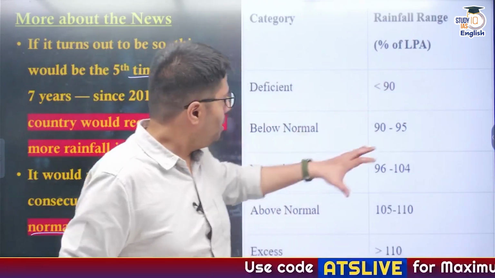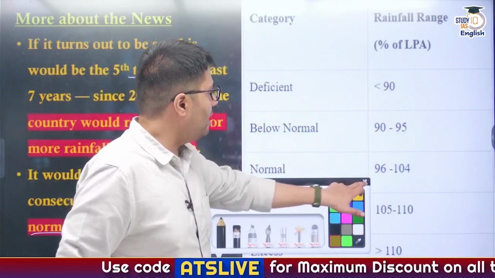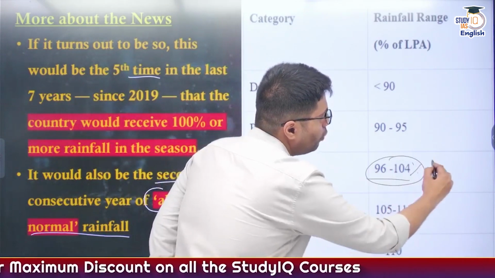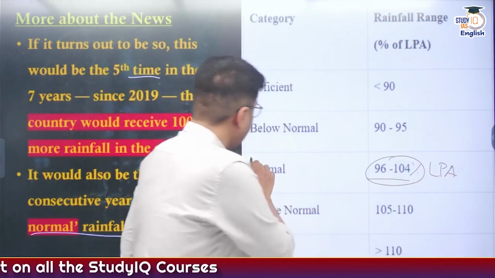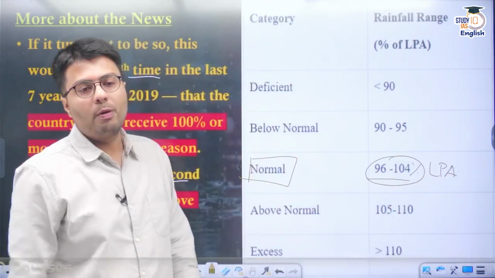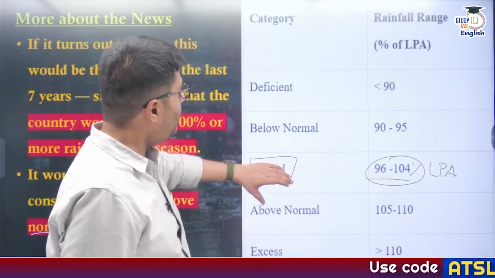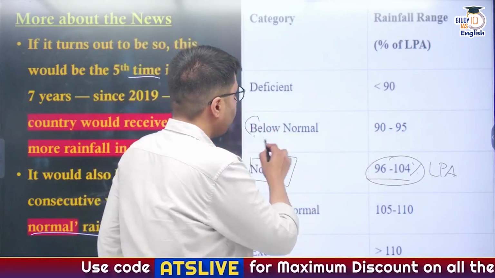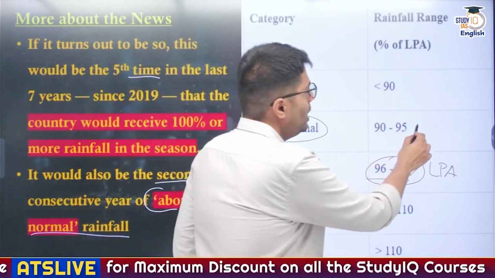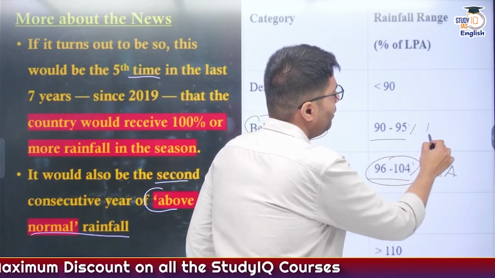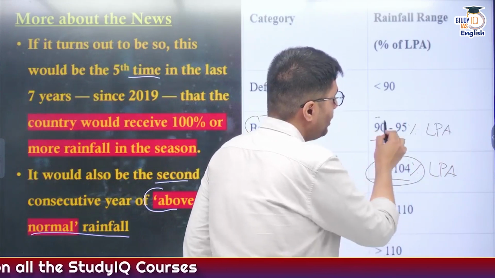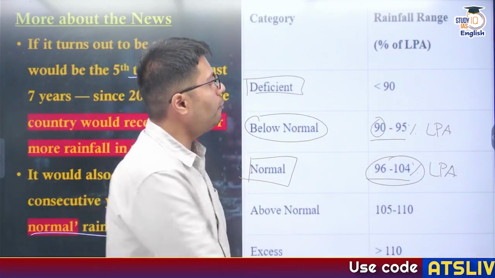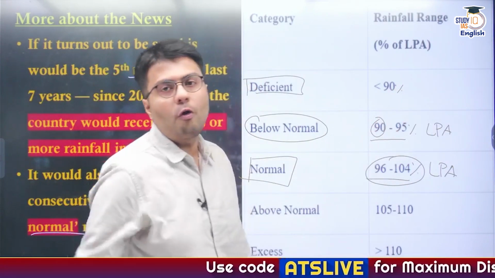So if you look at this table, the normal figure here means that if the rainfall is between 96 to 104% of long period average, then that rainfall is categorized as normal rainfall by IMD. Similarly, if the rainfall is below 96%, then it is called below normal rainfall, which means rainfall is in the figures between 90 to 95% of long period average. And if it is even below 90, then that rainfall is categorized as deficient rainfall, which means less than 90% of long period average.